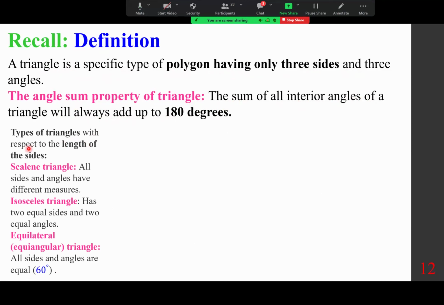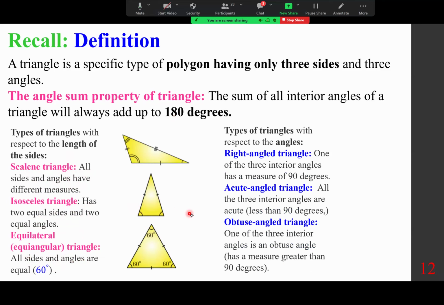Types of triangles with respect to the length of the side. Scalene triangle: all sides and angles have different measures. Isosceles triangle has 2 equal sides and 2 equal angles. Equilateral triangle: all sides and angles are equal, which has to be 60 degrees because 180 divided by 3 makes it 60 degrees. When 2 sides are equal, 2 angles are equal.